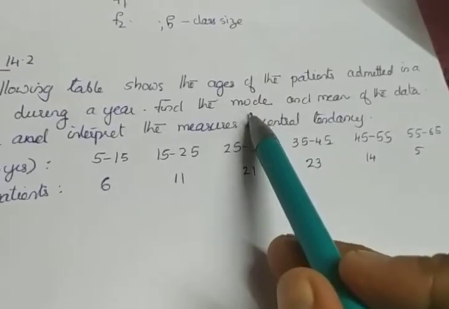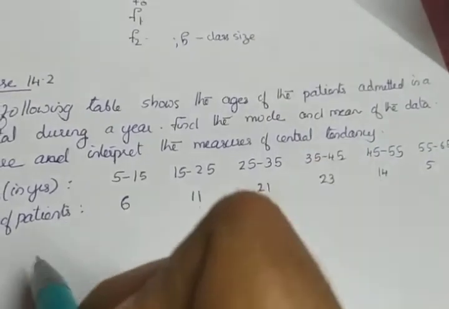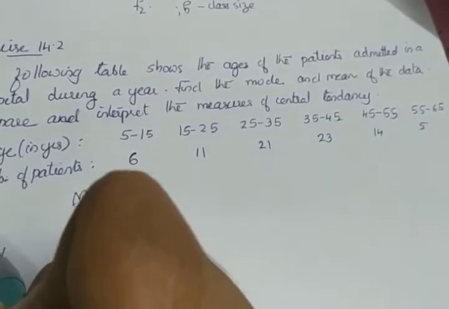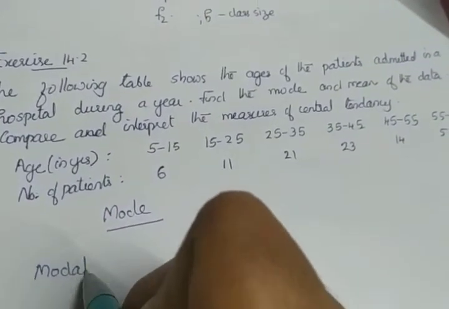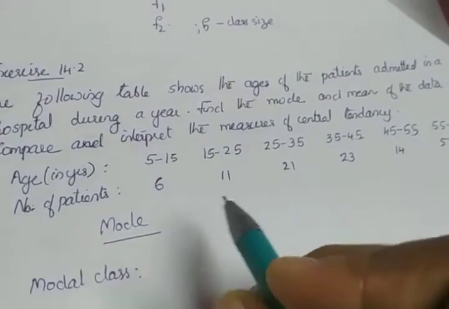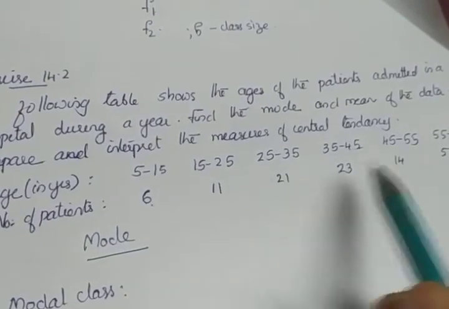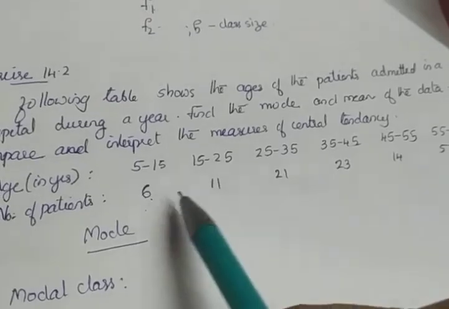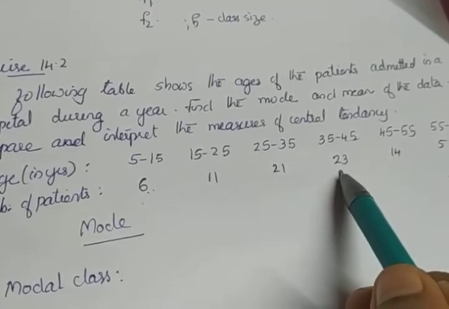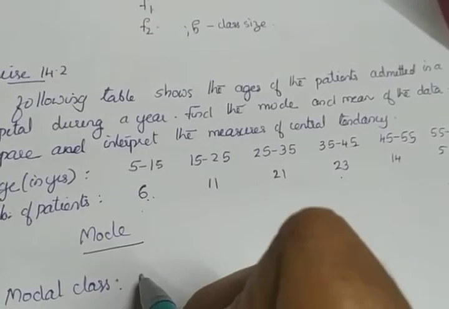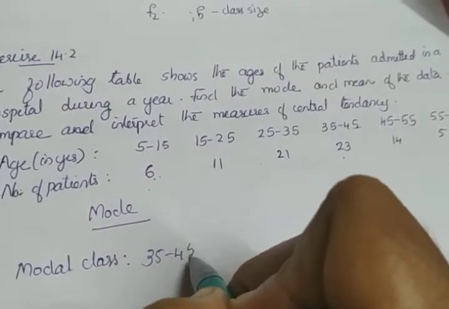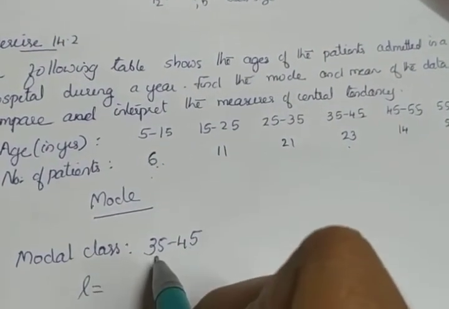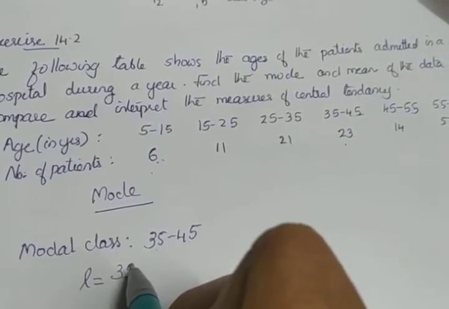So first we have to find the mode. The first thing we have to do is find the modal class. How will we select the modal class? We will look at the frequencies. The class with the maximum frequency will be the modal class. Here the maximum frequency is 23 and the modal class will be 35 to 45. So L, the lower limit of the modal class, is 35.